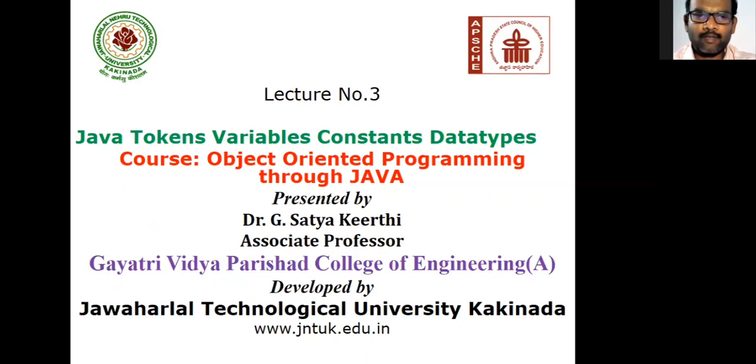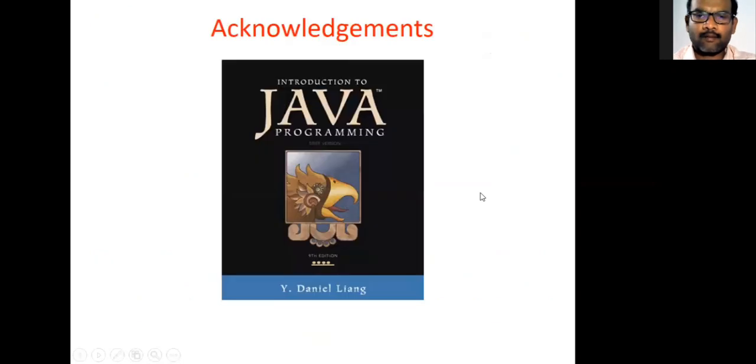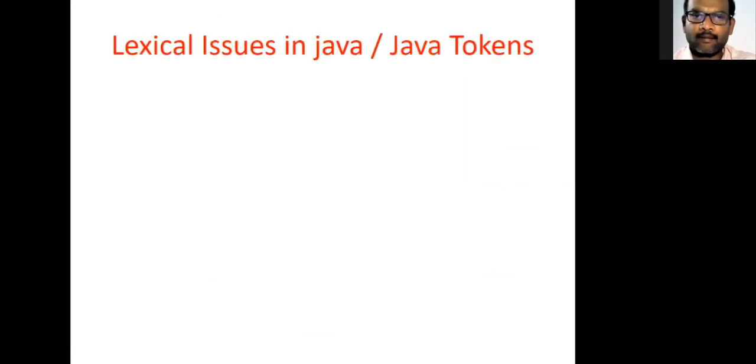In this lecture, we are going to discuss Java tokens, variables, constants, and data types. While taking this lecture, I considered the prescribed textbook called Introduction to Java Programming by Daniel Liang. Java tokens are also called lexical issues.